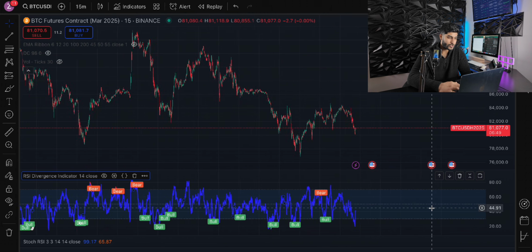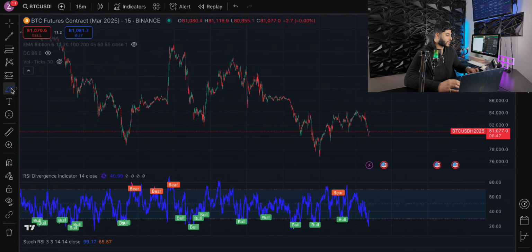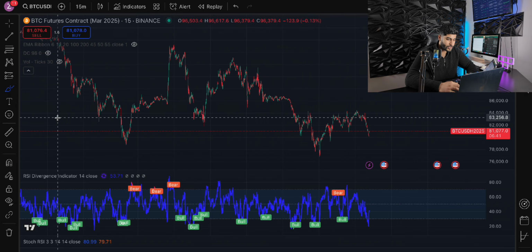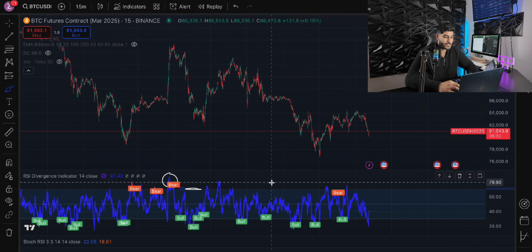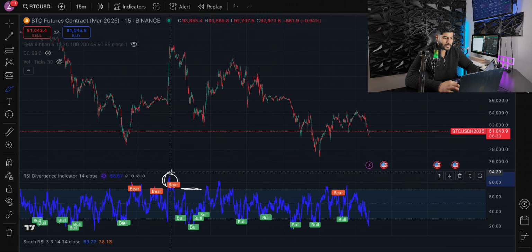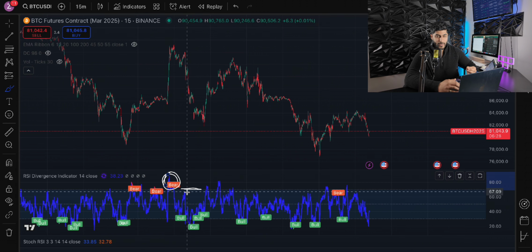So the first thing I want to show you guys is how you can identify what overbought and oversold sections are. You can see here when we are above this dotted line, which is set at 70, you can see right here it's at 70, this means that we are overbought. And when something is overbought, you know that it's going to come back down into either the neutral or oversold.